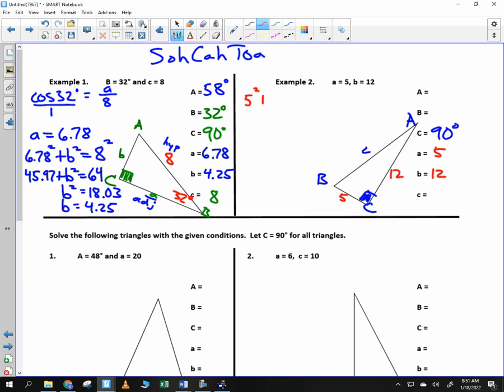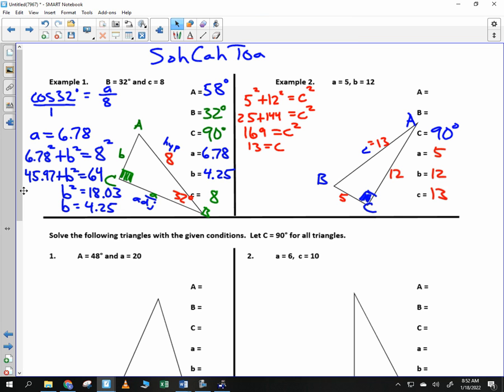5 squared plus 12 squared is equal to C squared. 25 plus 144 is equal to C squared. 169 is C squared, so C is 13. Now, here's where you need to make a choice. Aiden, would you like to find angle A or would you like to find angle B? You get to choose. He wants to find angle B.